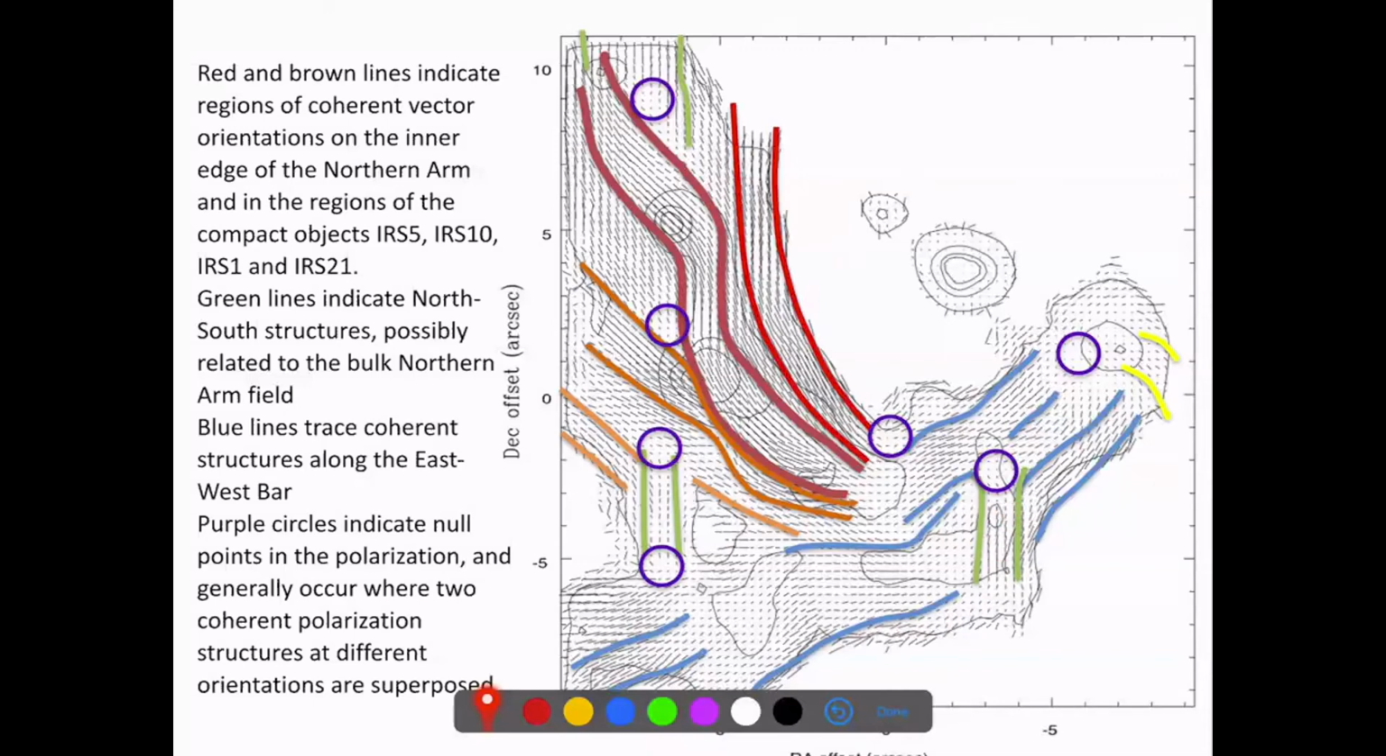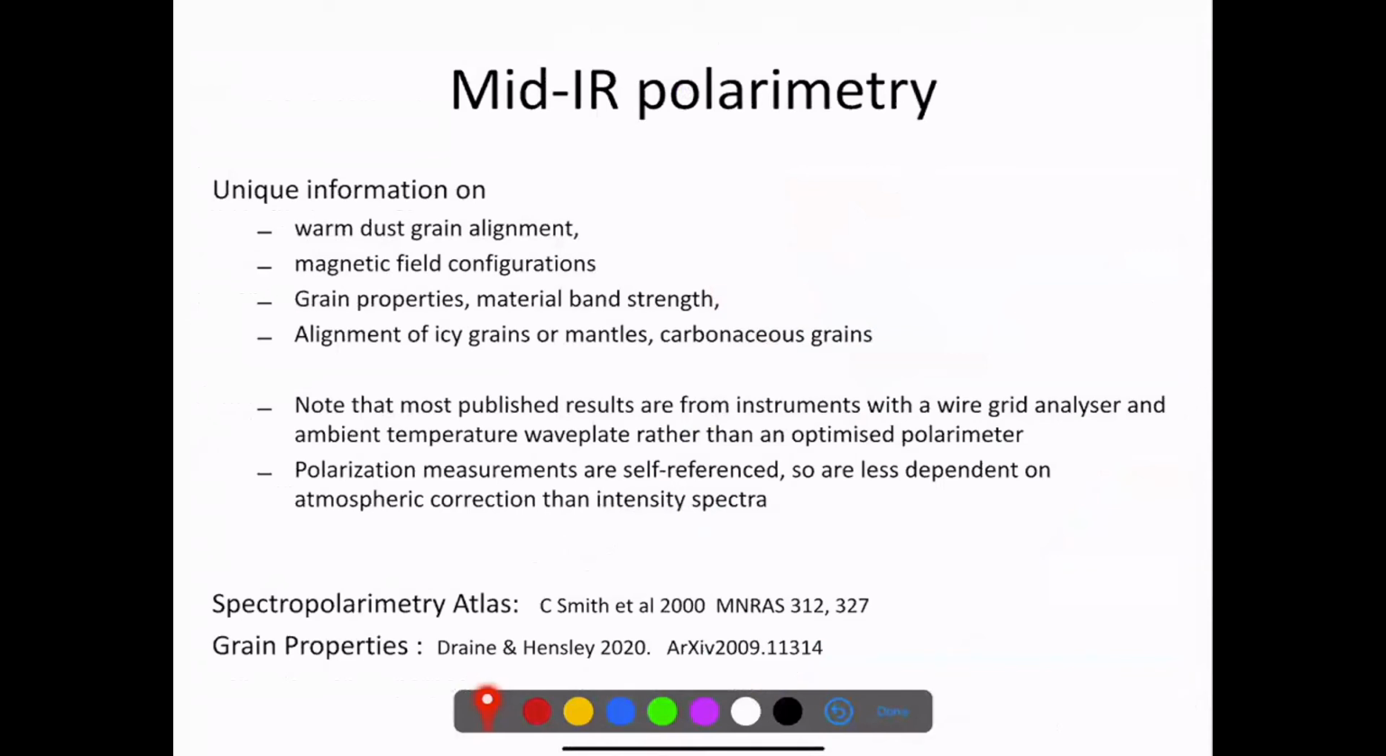So I'm out of time, but I hope this gives you an idea of what mid-infrared polarimetry can tell us. It gives us information on dust grain alignment, on magnetic field configurations, on grain properties and material band strengths, and of course, polarization measurements at shorter wavelengths in the L and M thermal bands give more information on icy grains or mantles and on the hydrocarbon grains.